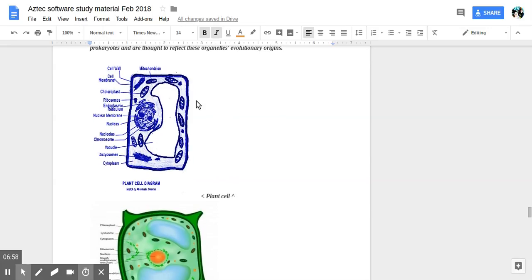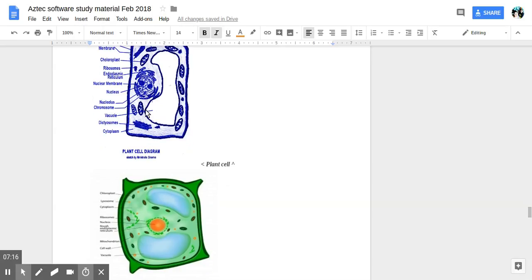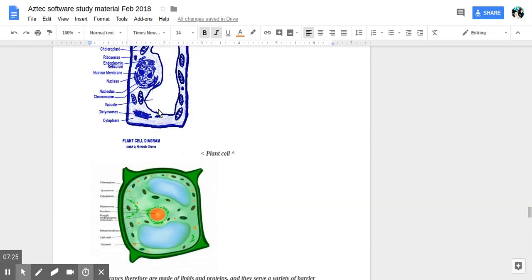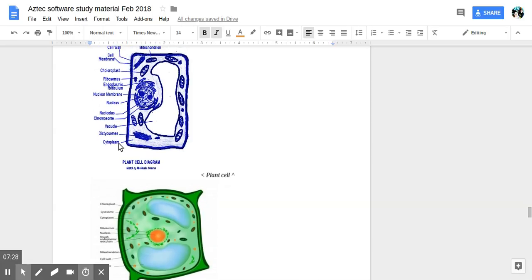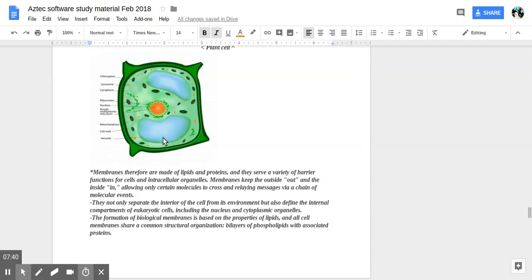So here's a diagram showing mitochondria and chloroplasts with their double membranes. There's also the cell wall, cell membrane, ribosomes, endoplasmic reticulum, nuclear membrane, nucleus, nucleolus. The nucleolus contains the chromosomes. Vacuoles and chloroplasts are only found in plant cells. Then the cytoplasm. So, plant cells. We may have seen these diagrams earlier.